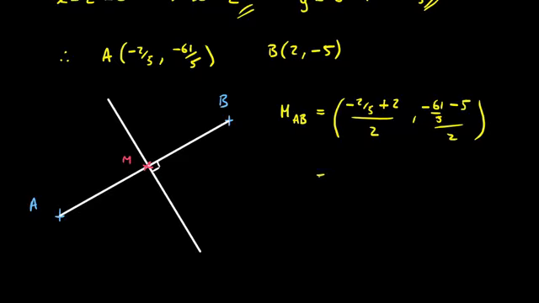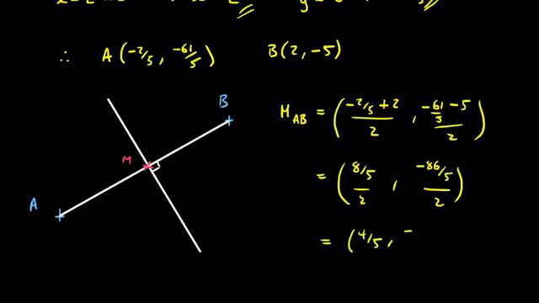So if I do that, what am I going to get? Minus 2/5 plus 2, well, that's 10/5, isn't it? So this is going to be 8/5 divided by 2. And then we've got minus 61/5 and minus 5. Well, that's minus 25/5, so that's going to give me minus 86/5 upon 2. And if I simplify that, that's going to be 4/5.